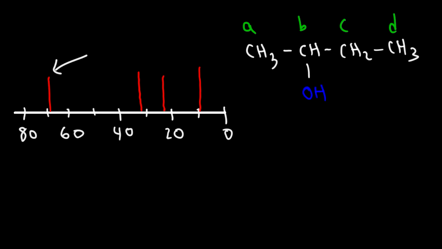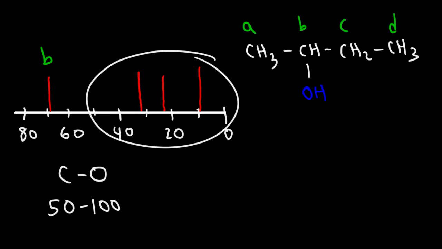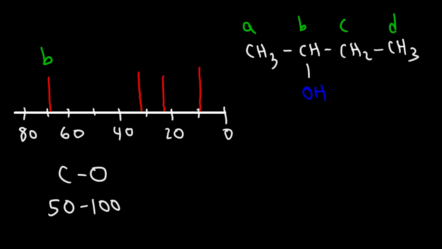What would you say? Now this carbon is attached to an oxygen, so we have an alcohol. And if you recall, the CO bond for an ether, an ester, or an alcohol is between 50 and 100. And so we see that at approximately 69. And so therefore this will correspond to carbon B. Now all of the sp3 carbons that are not attached to anything special, as you can see, are less than 50. But which one is which? What do we do at this point?